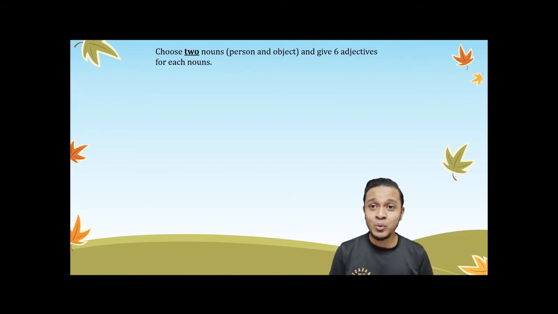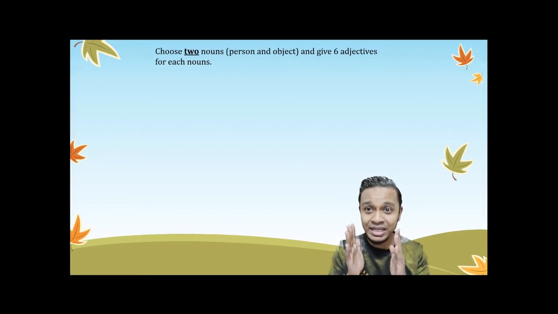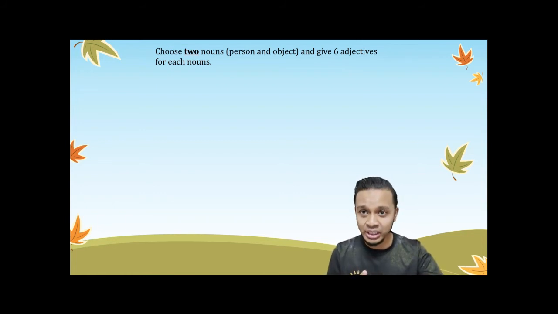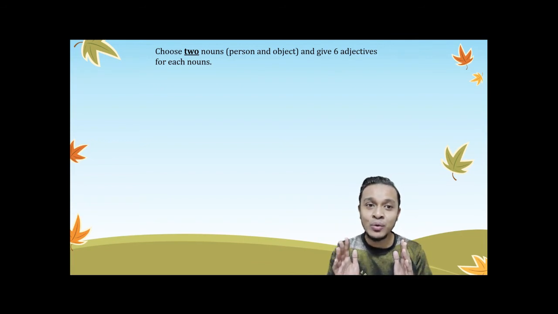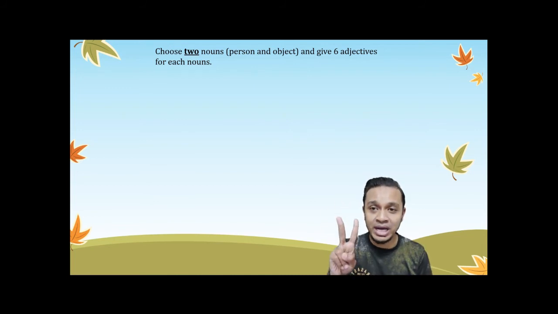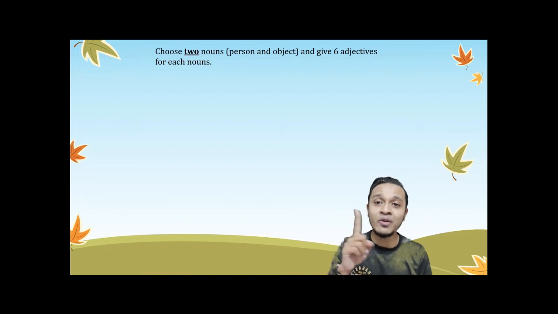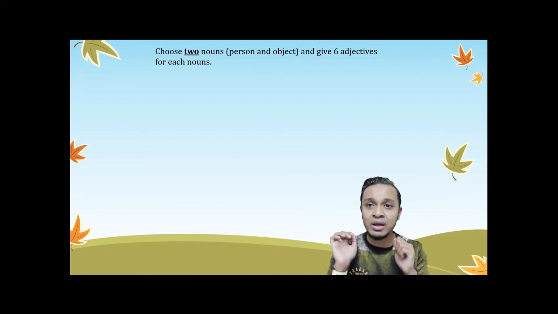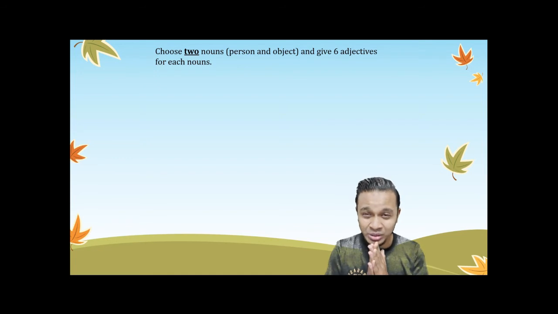So now, I believe you will at least have some idea about what an adjective is. Now, in order for me to check whether you understand or not, I'm going to assign you a task. For your task today, untuk tugasan kamu hari ni, you are going to choose two nouns, one for person and one for object, and then give 6 adjectives for each noun. I'm going to show you some examples.